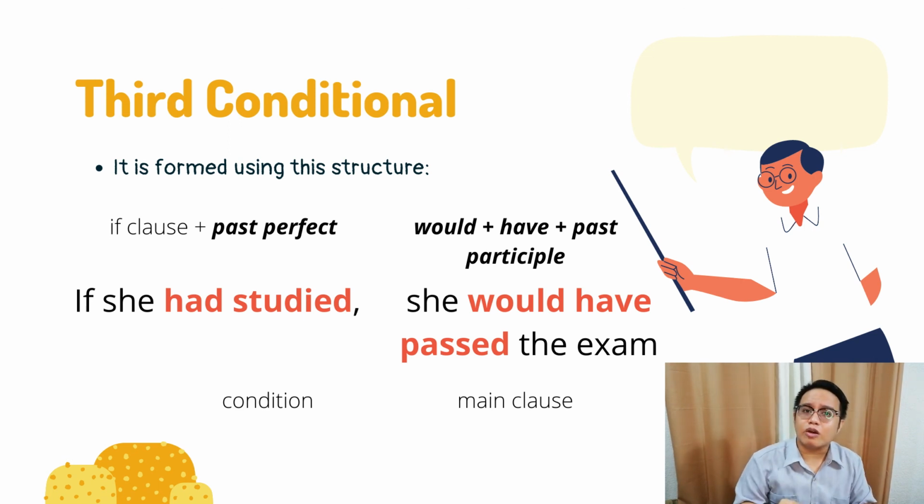So the main clause is formed when we put would plus have plus the past participle. So she would have passed the exam. So the sentence is, if she had studied, she would have passed the exam. Okay? So is it clear? We'll have another example.